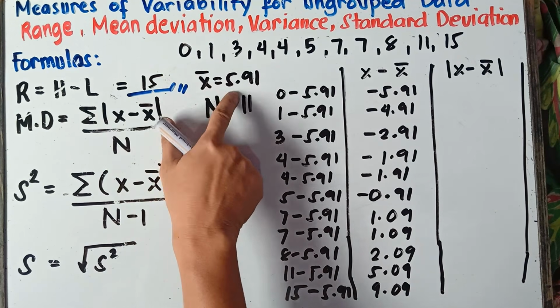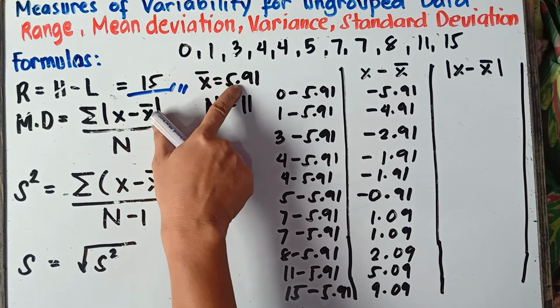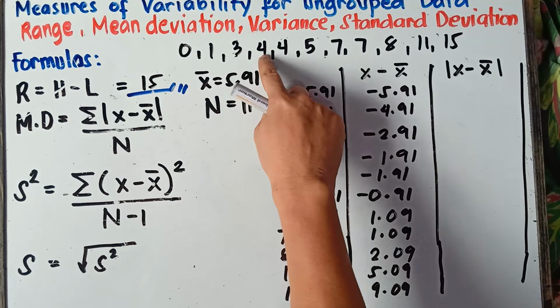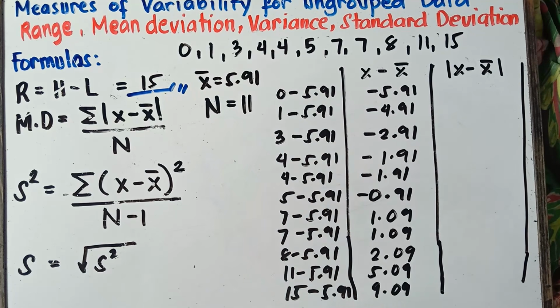So 0 minus 5.91, 1 minus 5.91, 3 minus 5.91, 4 minus 5.91, this is the answer. So that's the first step, class. You subtract the sample by the mean. You do it step by step, class.